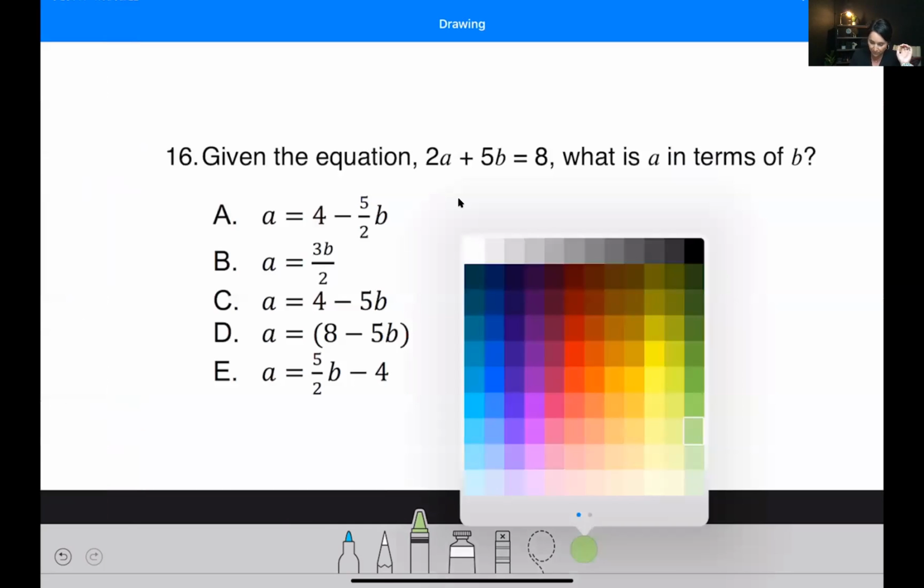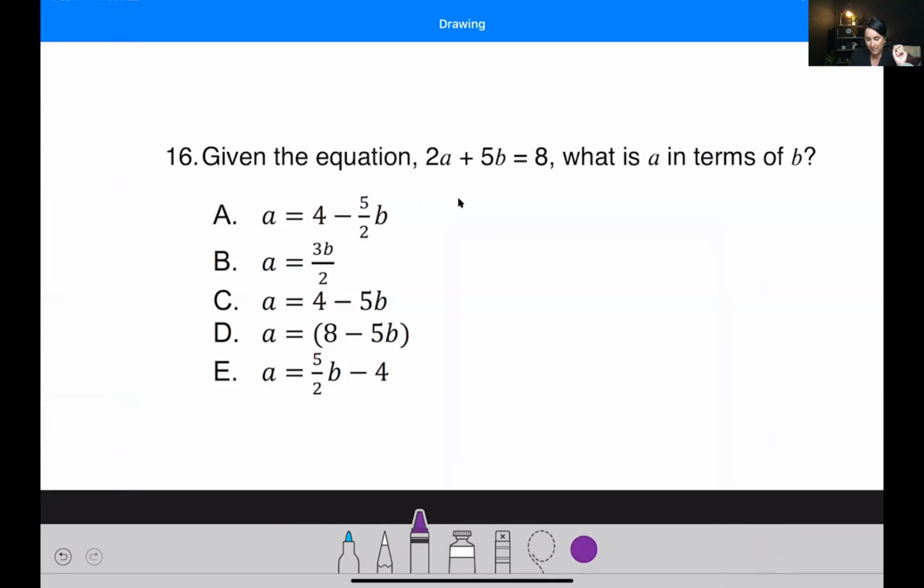Another bit of algebra for you here. This tends to make people upset too. We're looking at 2a plus 5b equals 8. What is a in terms of b? All they're asking you to do here is put what is A in terms of B. We're putting A on one side of the equal sign and B on another side of the equal sign. That's all they're saying there. They're not saying A equals B. They're just saying A is going to be here and B is going to be on the other side.